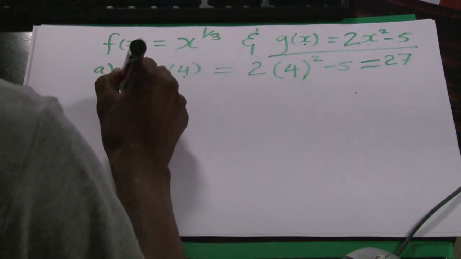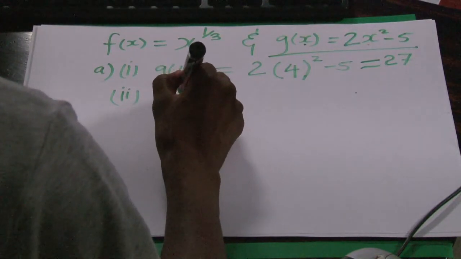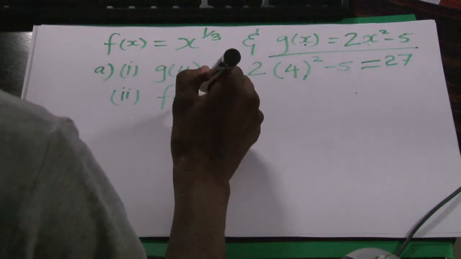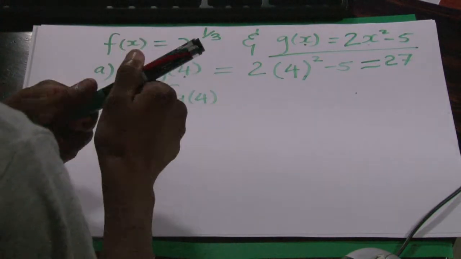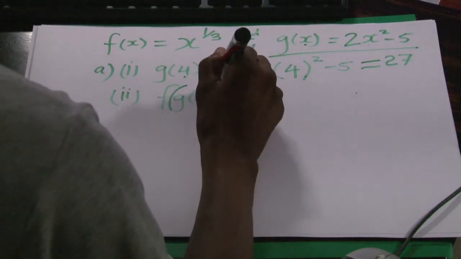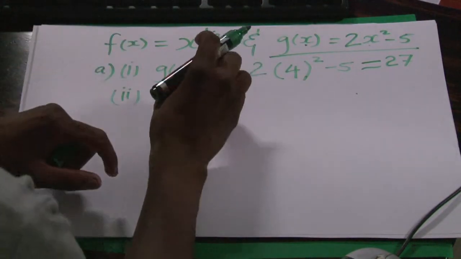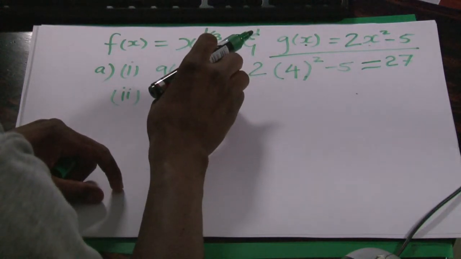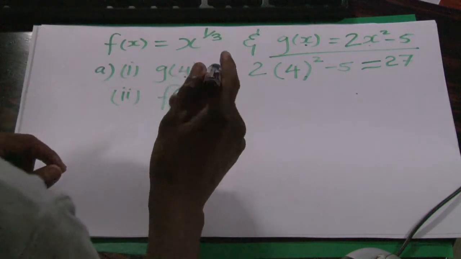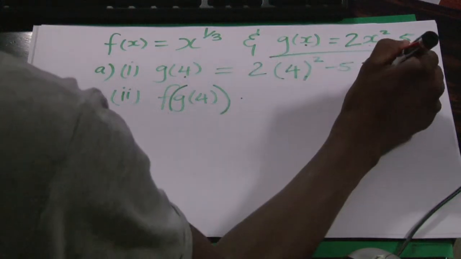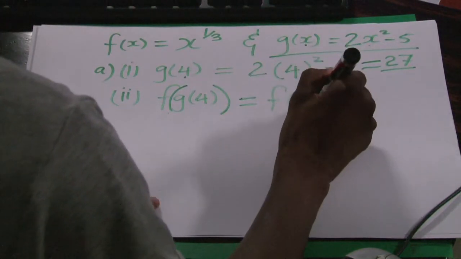Okay, let's look at the Roman 2. We want to find f of g of 4. This is what we call a composite function. So if you check very well, this thing here is at the place of x in our original equation. So this means that we are going to take whatever is equal to g of 4 and put it in the place of x in f of x. So we already got our answer. In other words, this is equivalent to f of 27.